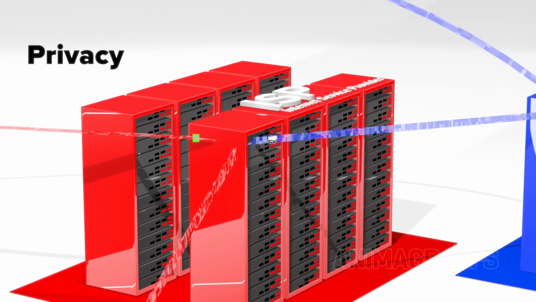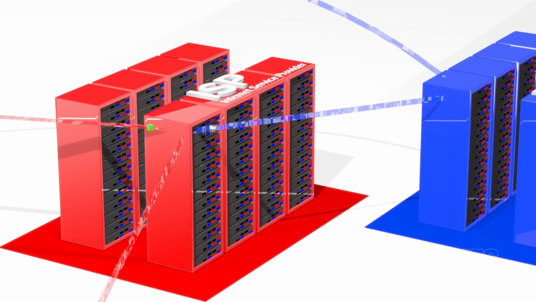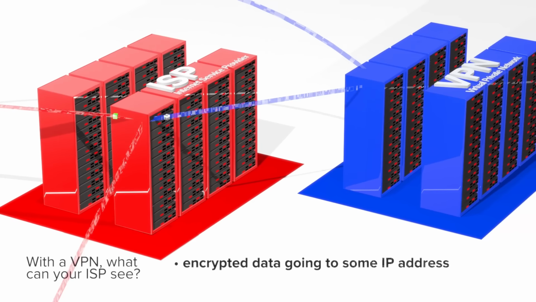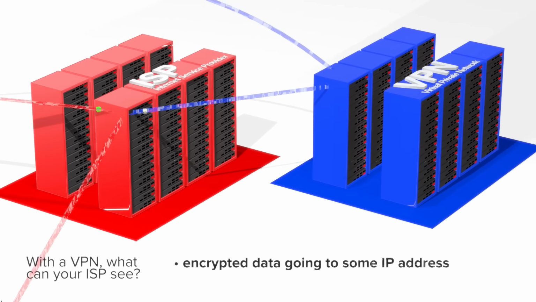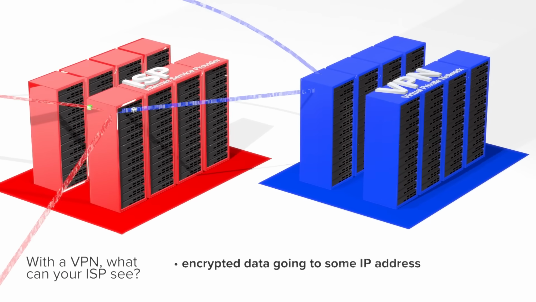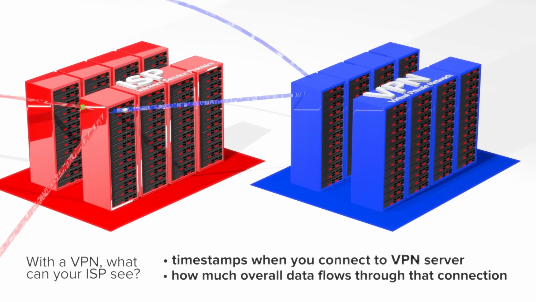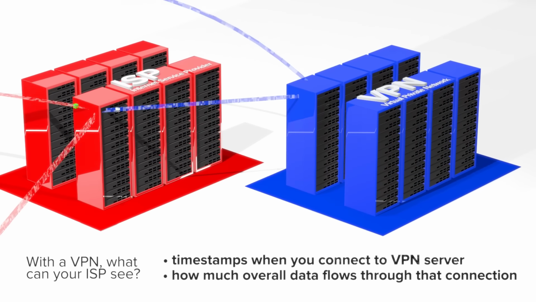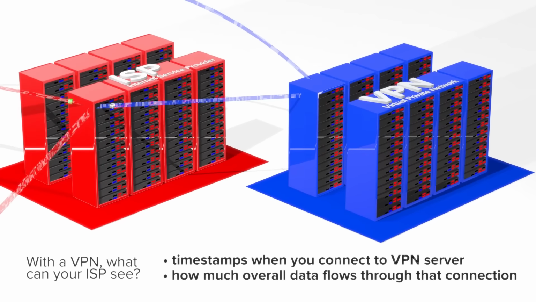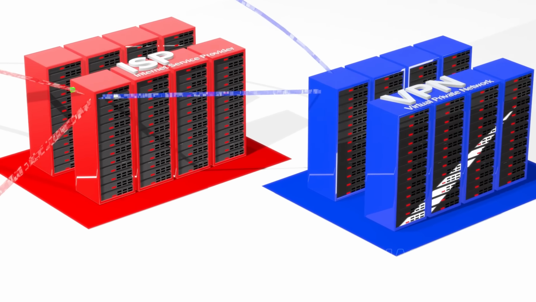Privacy. Your internet service provider can see scrambled data going to some IP address and might know it's a VPN server. Your ISP can see the times you connect to your VPN and how much overall data flows through that connection. They don't know anything else about your activity.